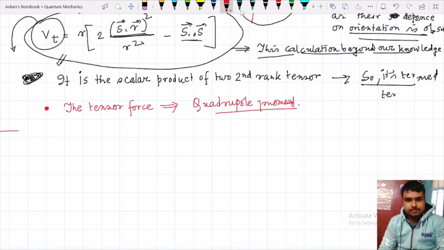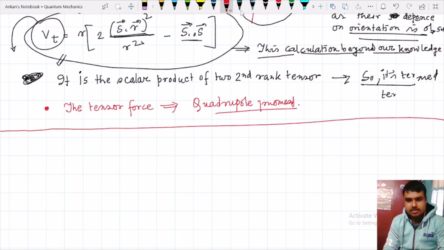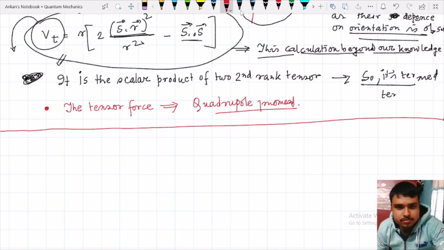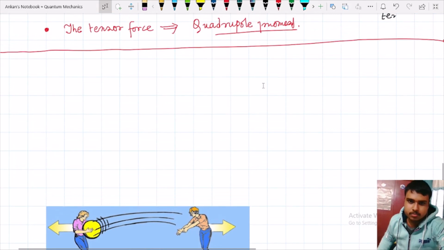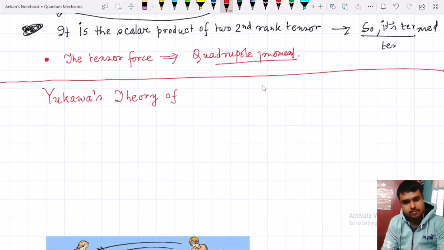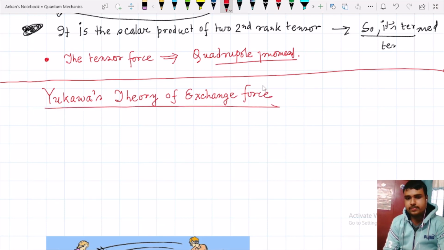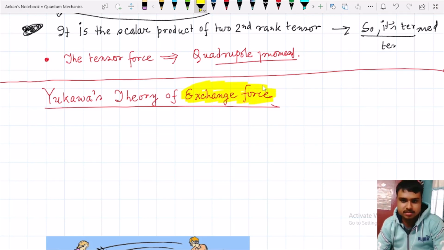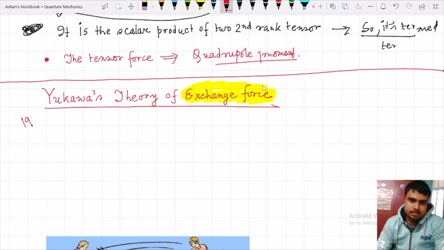Okay, now let's move on to the nature of the nuclear force and different properties of the nuclear force. The nature of the nuclear force, and the detailed and satisfactory model of nuclear force, was first given by the scientist Yukawa, Yukawa's theory of exchange force. Now, what is this? This is very interesting, the term exchange force. In 1935, this model was given by scientist Yukawa.